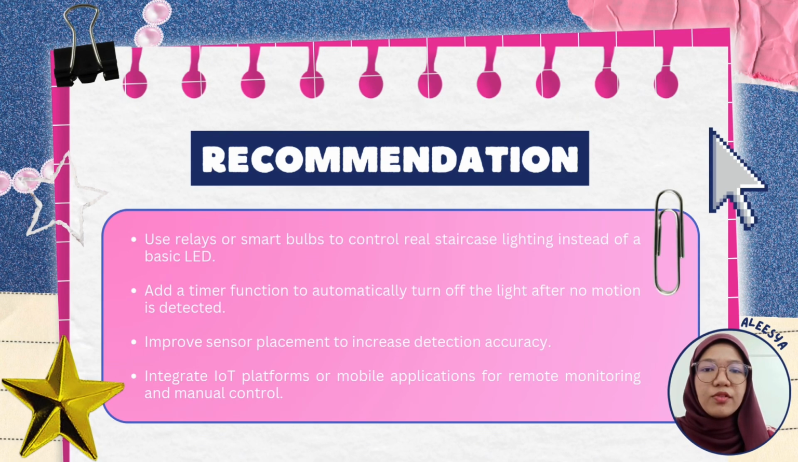For future improvements, the system could control actual staircase lights with relays or smart bulbs, include a timer to turn off lights automatically, and integrate with IoT platforms or mobile apps for remote control and monitoring. These upgrades would make it more practical and user-friendly for smart home applications.